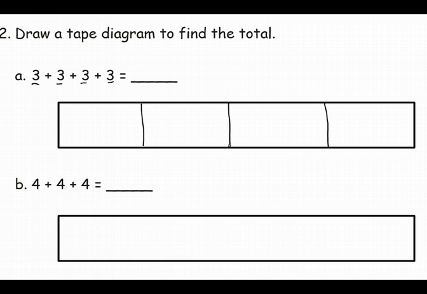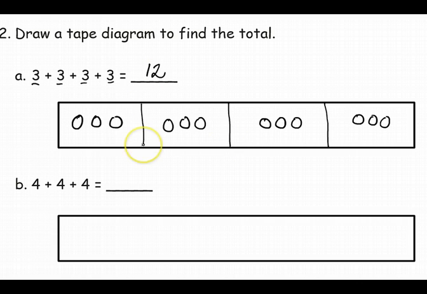Now, to find the total, some students may need to draw 3 items in each section and add all of that together, which is fine. For example, I could draw 3 balls in each section. So this gives me my 4 groups of 3, and then I could count each one to come up with a total of 12.